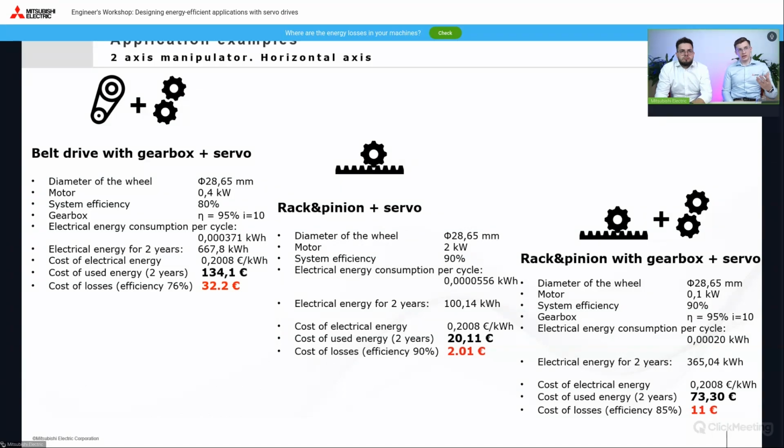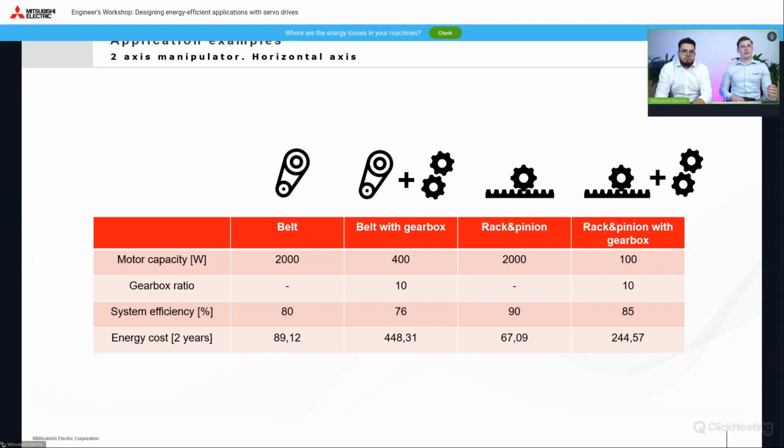And the rack and pinion, as before, here we have the consumption of 20 euros and 2 euros for the losses. And the last example, when you are adding the gearbox to the rack and pinion system, the consumption of energy, in terms of price, of course, is 70 euros with 11 euros for the losses. So in summary, the same work was done with different systems, but we obtained very different energy consumption values, or the prices of energy values, because this is the same for us.